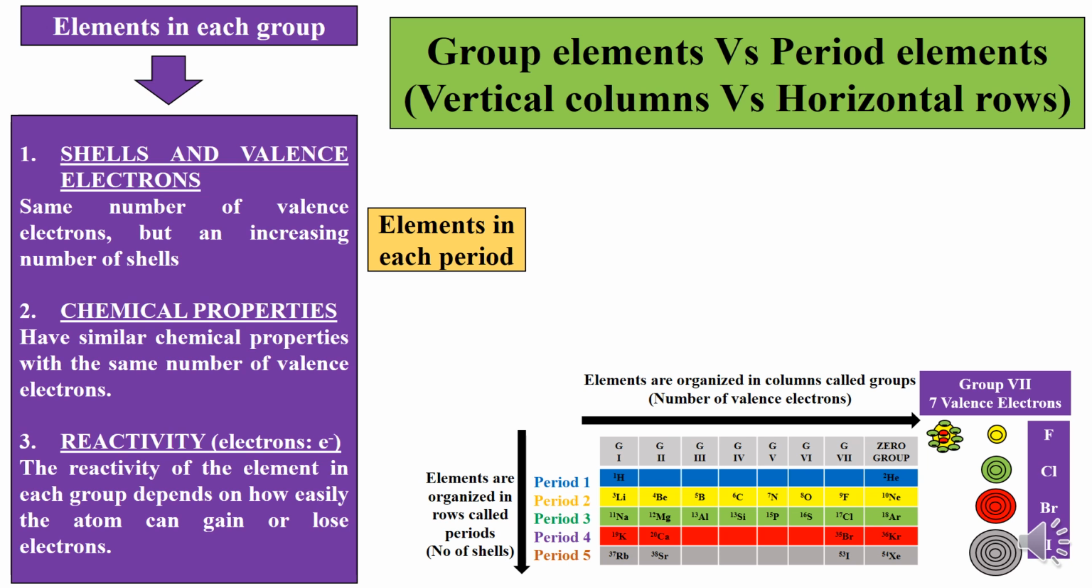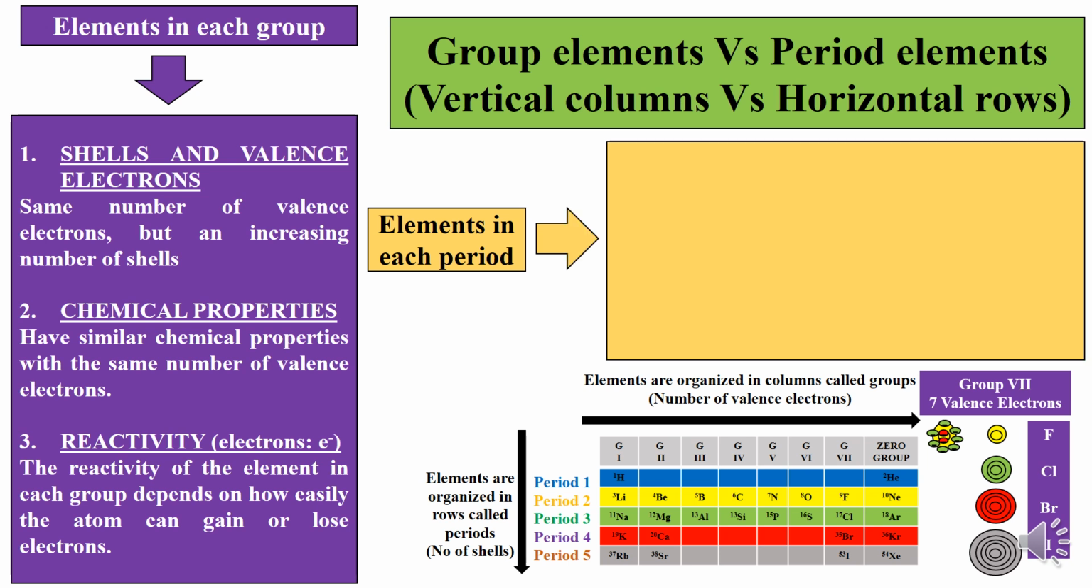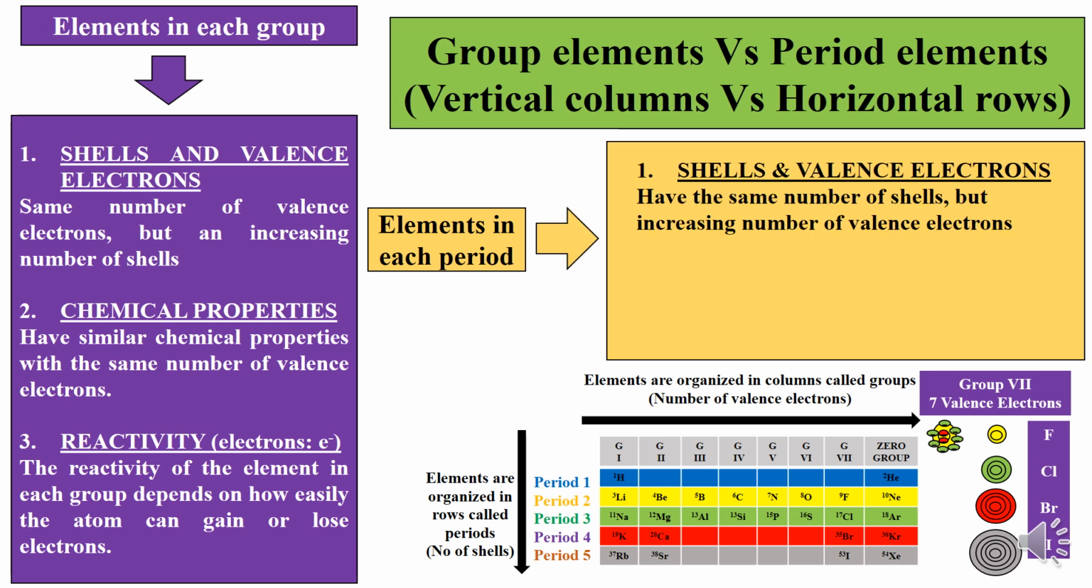Now coming to the elements in each period, here are the highlighting features of elements in each period. Now elements in each period have the same number of shells but increasing number of valence electrons. Let's try and understand this with respect to period 2 elements like carbon, nitrogen, oxygen and fluorine. As you can see, carbon, nitrogen, oxygen and fluorine that belong to period 2, they have the same number of shells. But if you observe the outermost shell, you can see that the number of valence electrons increases as you move from left to right in the periodic table.